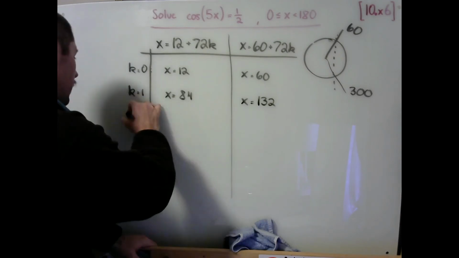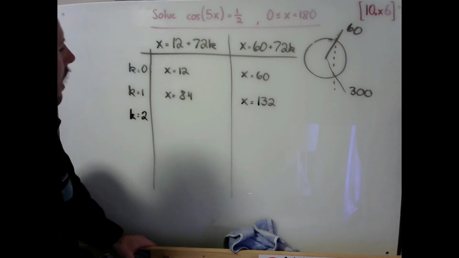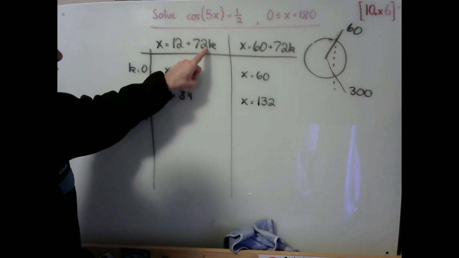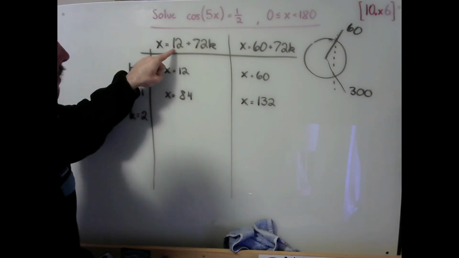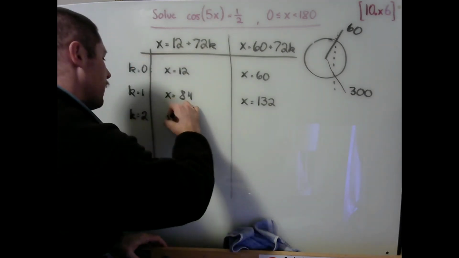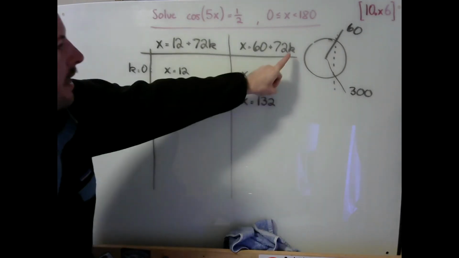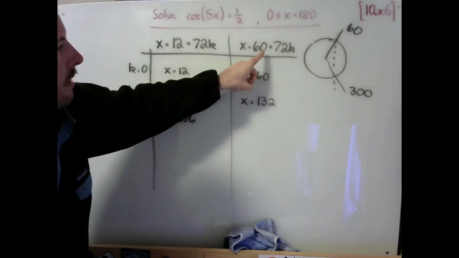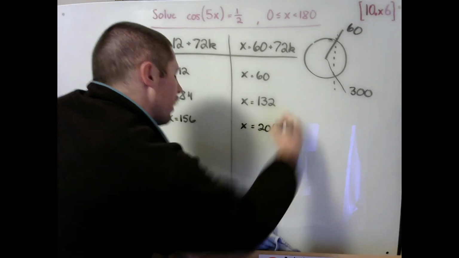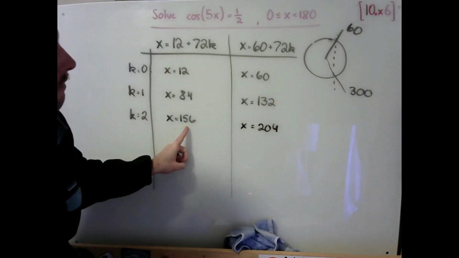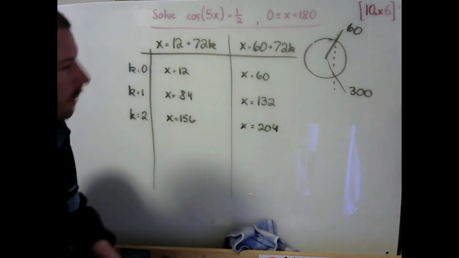Let's keep looking. If I say k equals 2, if we're allowed 2 additional laps here, then 2 times 72 should be 144, and 12 plus 144 is 156 for x. And similarly over here, if I let k be 2, we're going to get 144 plus 60 gives me 204. Now, we should notice that while 156 does lie within our desired interval, 204 does not.